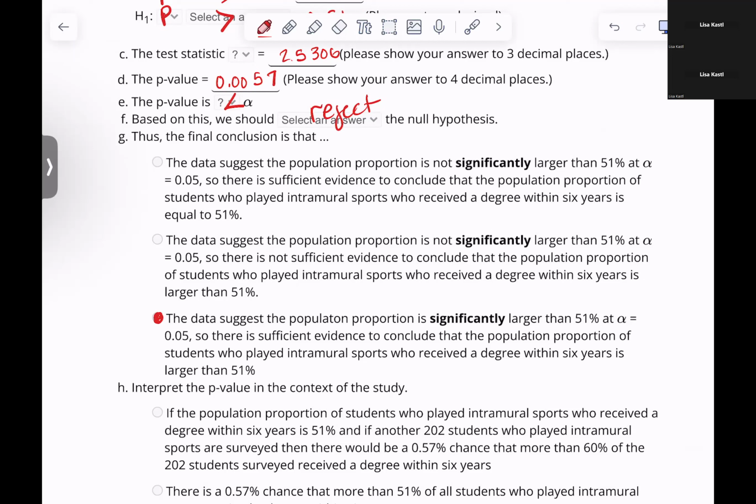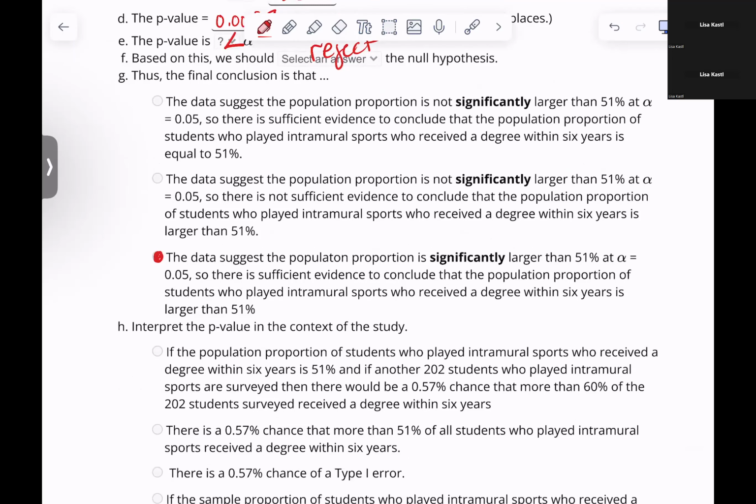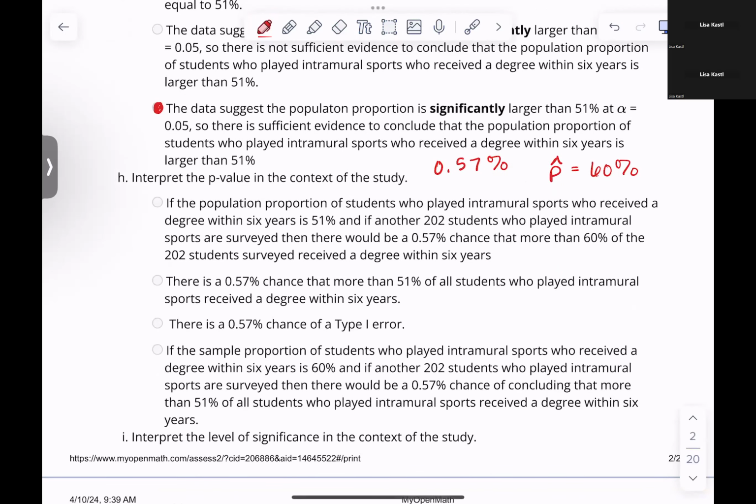All right, and then it says interpret the p-value. And the p-value is the 0.005, correct? So it's the 0.5%, 0.57%. And the p-hat was approximately 60%. And we got that from when we ran the test. So we've got 4 choices here. It's not going to be the 2 short ones. And it's not going to be the last one.